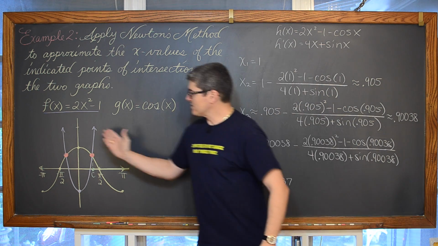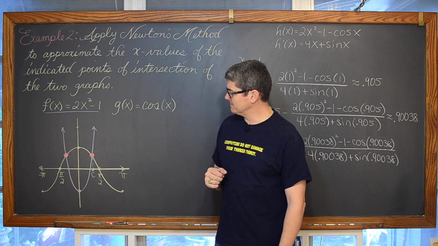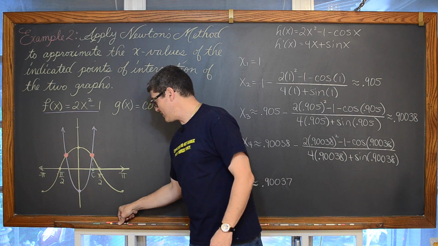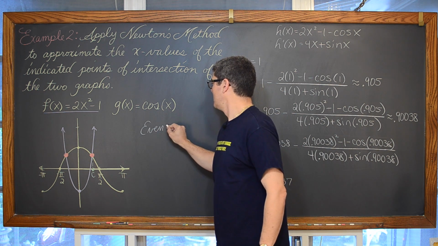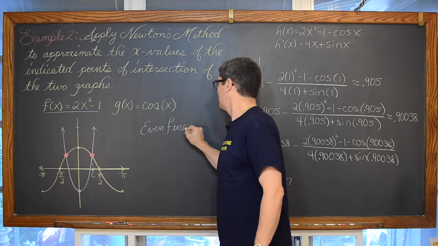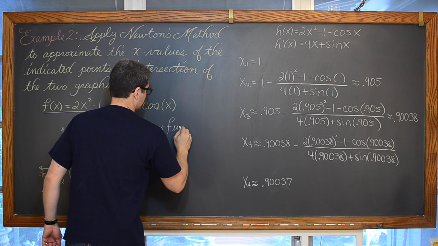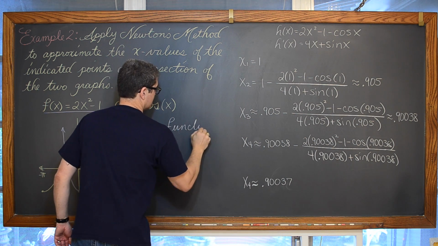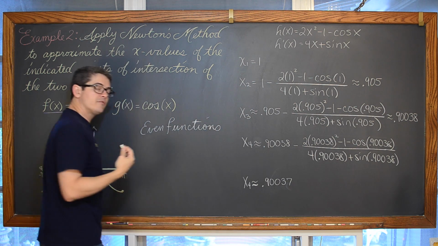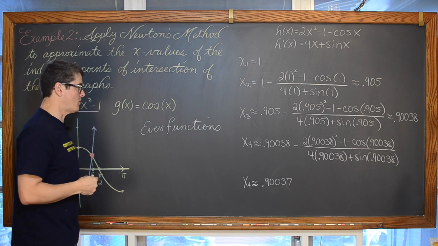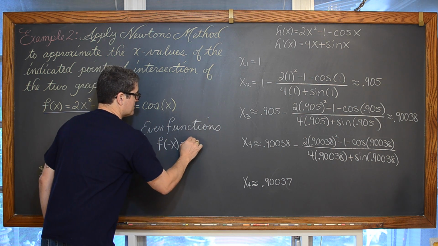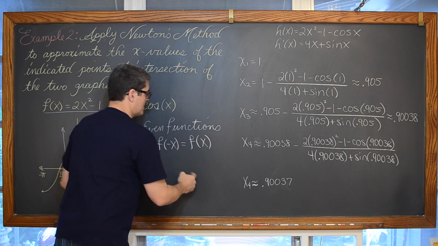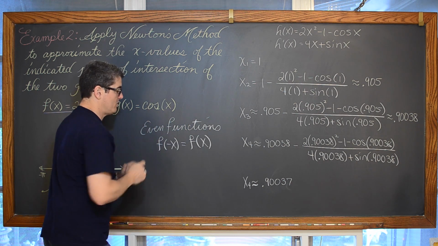Now, what about this other red intersection point? Well, let's not forget even functions. Yeah, if we're studying calculus, we probably don't need this review, but just to make sure. Even functions are those functions that are symmetric to the y-axis, and you can see that by f of negative x being equal to f of x. Or in other words, you plug in those opposite values and you get the same value out.